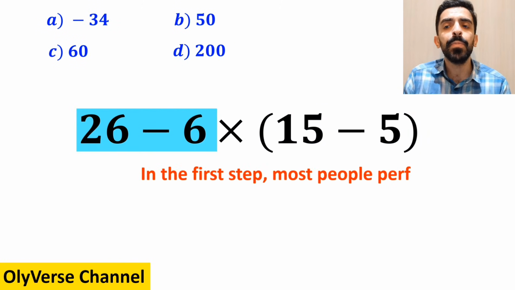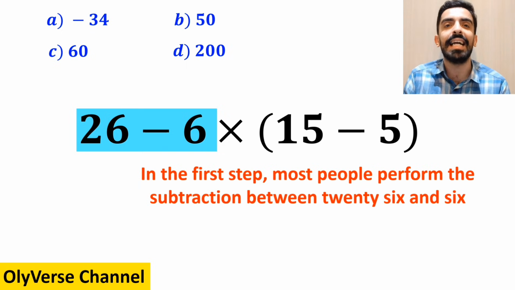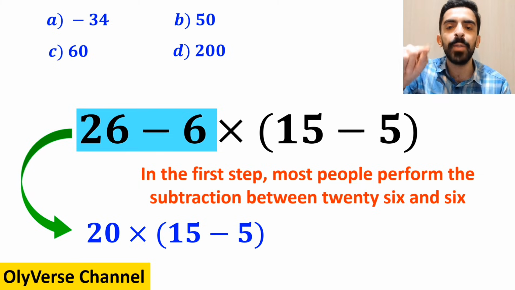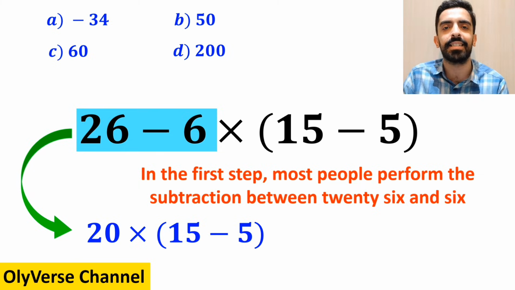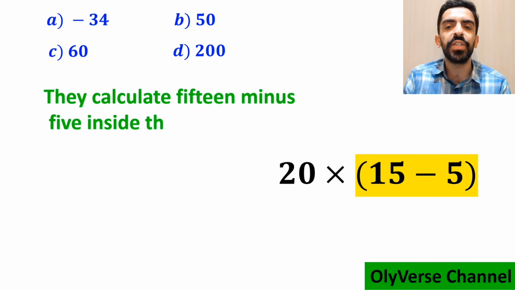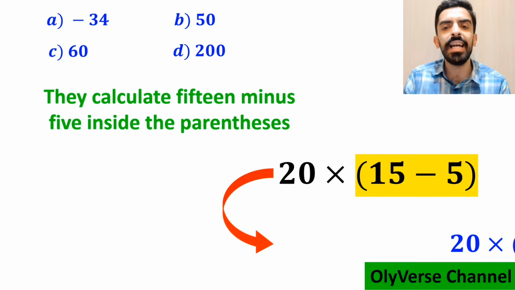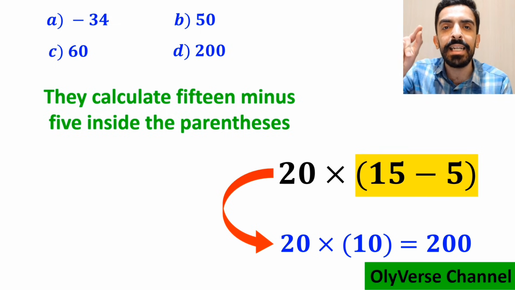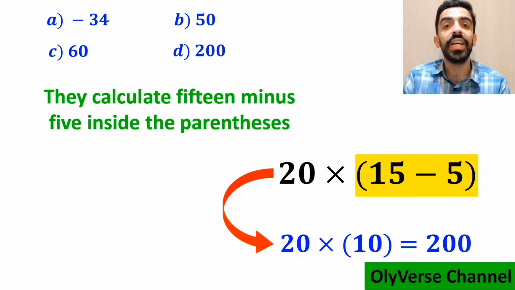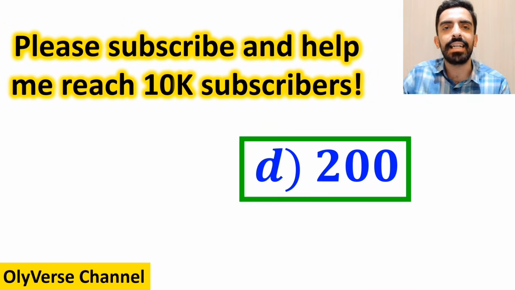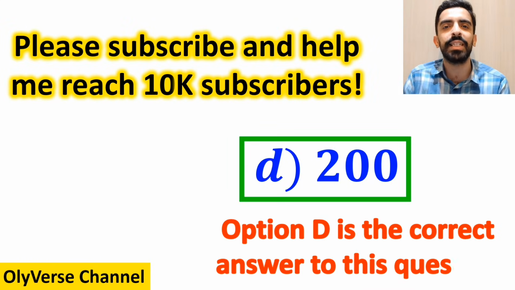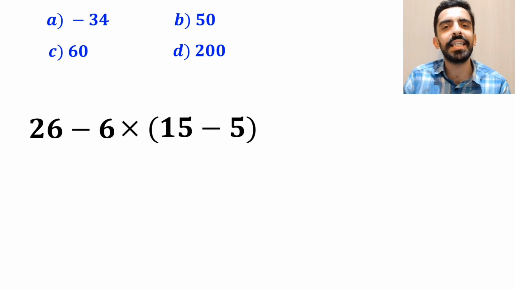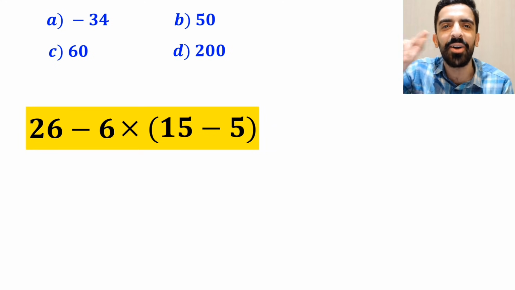In the first step, most people perform the subtraction between 26 and 6, which I've highlighted in blue. So, this expression simplifies to 20 multiplied by 15 minus 5 inside the parentheses. And the next step, they calculate 15 minus 5 inside the parentheses, which becomes 20 multiplied by 10. And finally, the value of this expression must be equal to 200. Then, without any hesitation, they quickly say that option D is the correct answer to this question. However, that's definitely wrong. Alright, now let me show you how to solve this expression correctly.